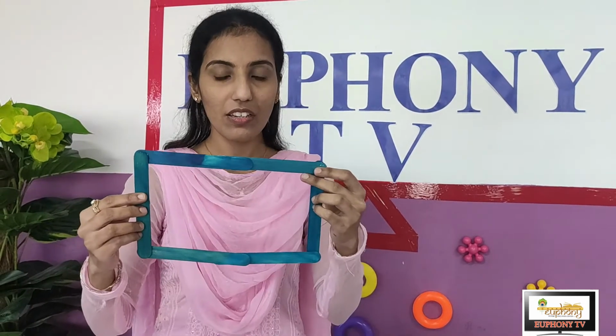Then I have a chocolate, a sweet chocolate. The chocolate also is of a rectangle shape. Then I have made a rectangle using popsicle sticks. Can you see? Here 2 sides are long and 2 sides are short. For this I require 6 popsicle sticks.